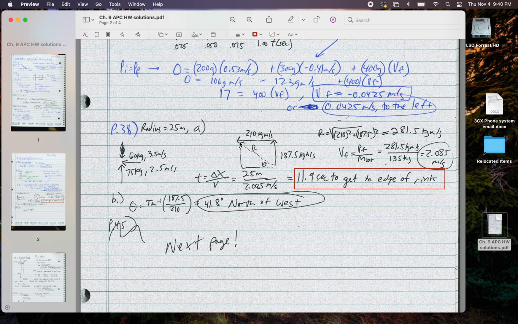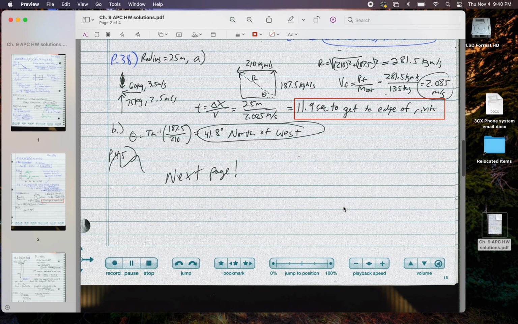They hit each other, so they produce a net resultant momentum, which is going to be 281.5 kilogram meters per second. Divide that by the mass of the total system, since they have collided with each other and the masses stick together, and I get 2.08 meters per second. Find the angle. I just take the inverse tangent of one side compared to the other, so it's 42 degrees north of west. I think it asked about it being north of west. And so therefore, if I know this distance is 25 meters divided by this velocity, I can get that it takes 11.9 seconds to get to the edge of the ice rink.